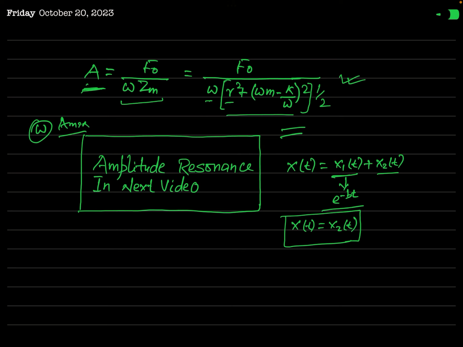This is a very important problem of oscillation. But that amplitude resonance we will discuss in the next video. So I have written here, in the next video we will get the concept of amplitude resonance. We will actually see for what value of omega this A will be maximum, and what is the maximum value of A. All these things we will discuss under the heading amplitude resonance.